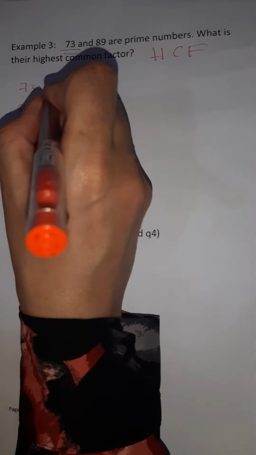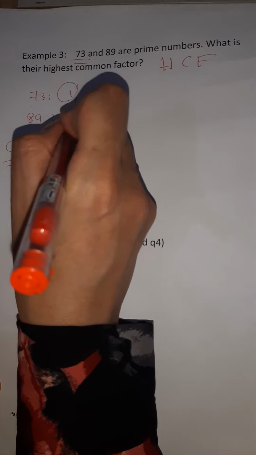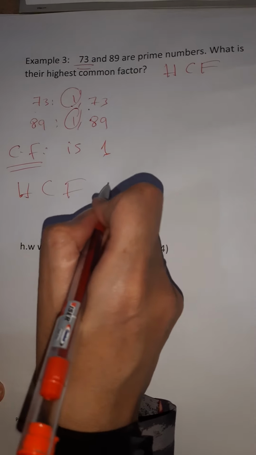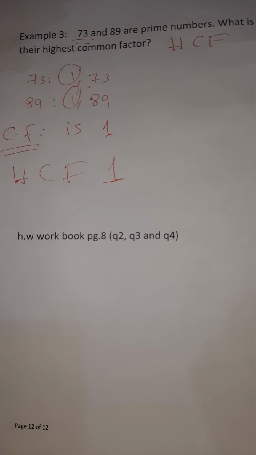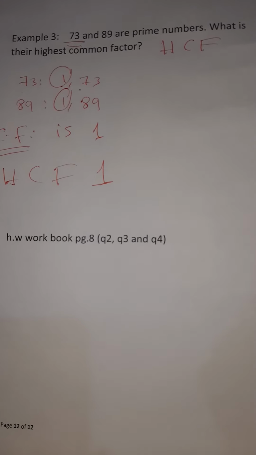Now the common factor between them is just 1. So the highest common factor is 1. It's a rule: if you have prime numbers, the highest common factor between them is always 1.